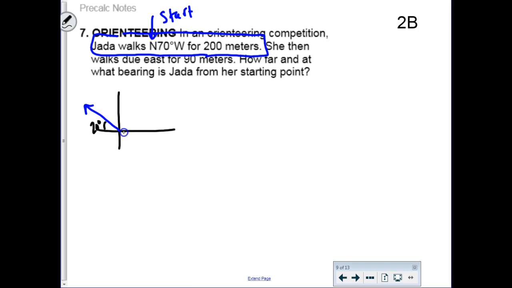We'll come up with an actual theta in a minute. Actually, let's do that right now. Standard position, how big is that? That's a 160 degree angle. So when I go to write my vectors in component form, I'm going to need to use 160. That's the only catch to using component form, is you have to be from standard position. So for her next part of her trip, she's walking due east for 90 meters. So this would be east, 90 meters. What's your theta?